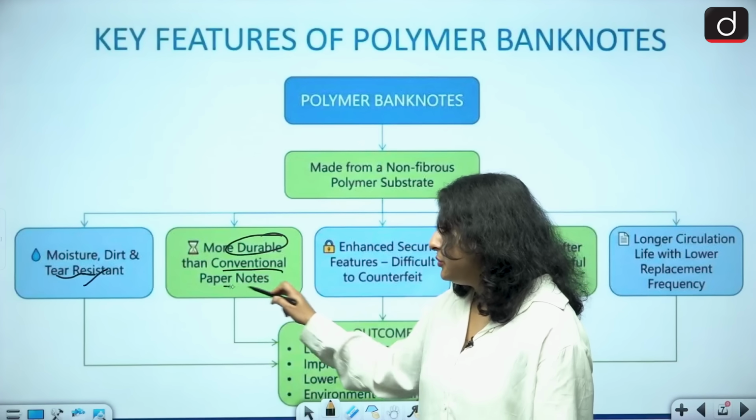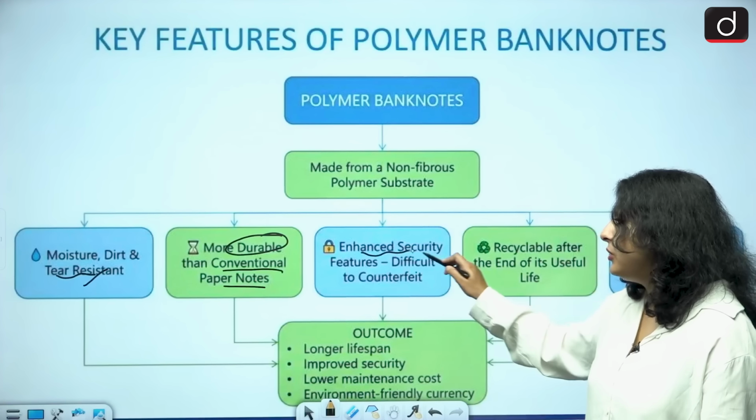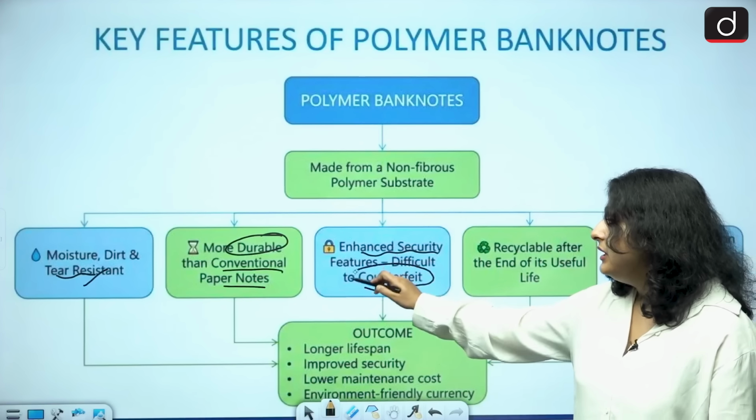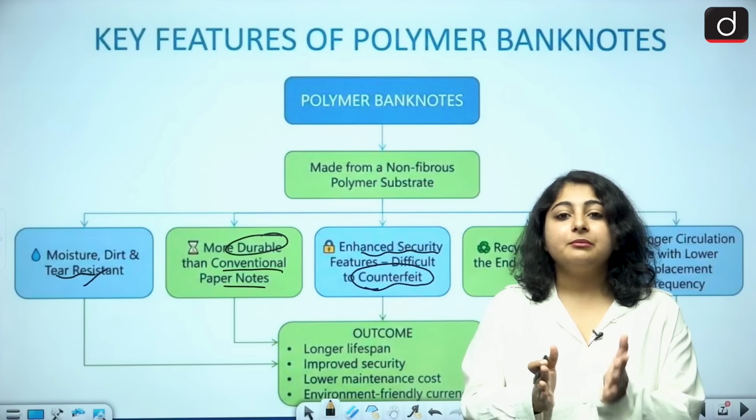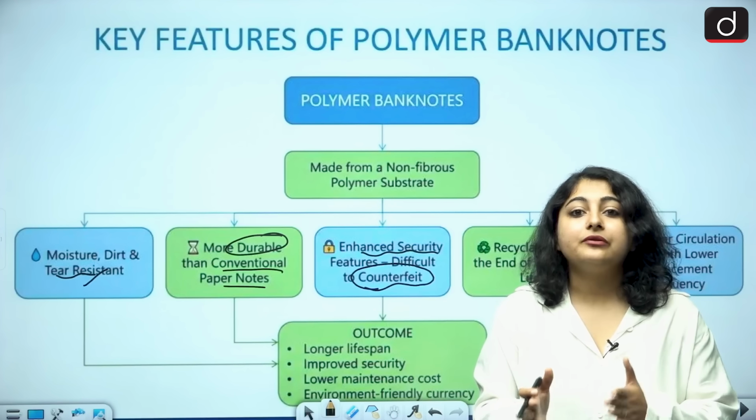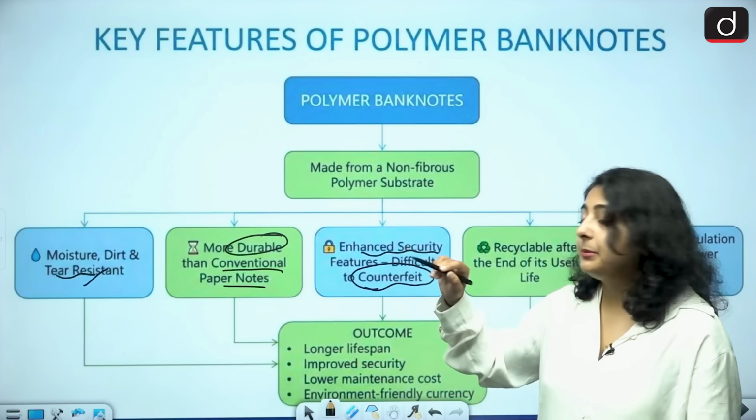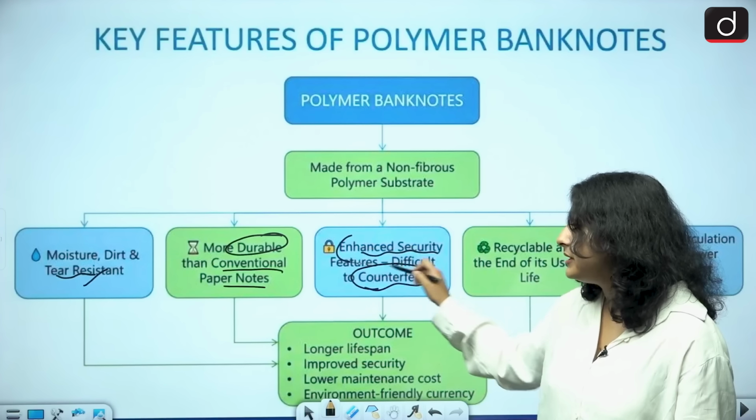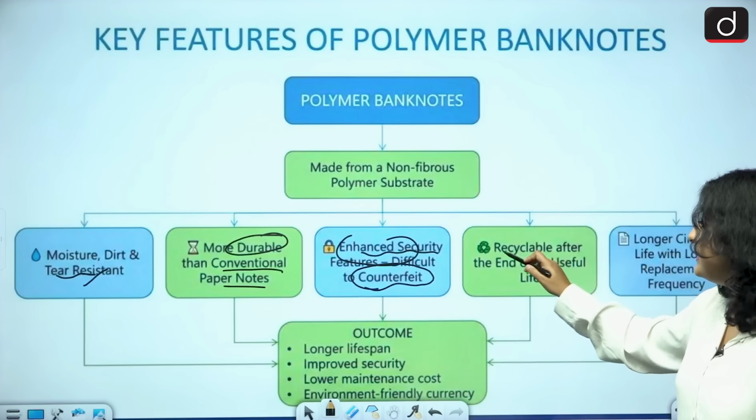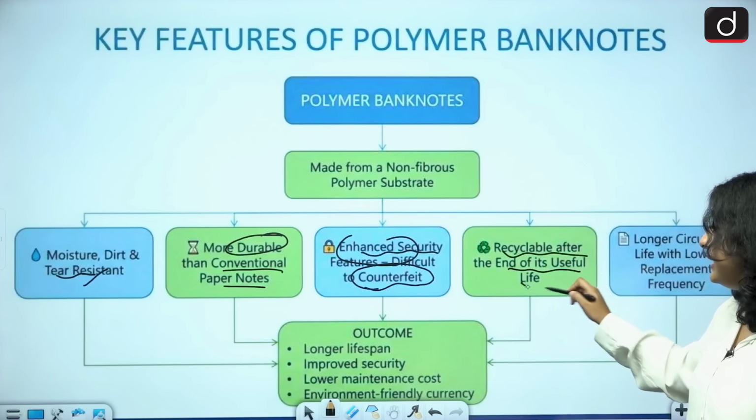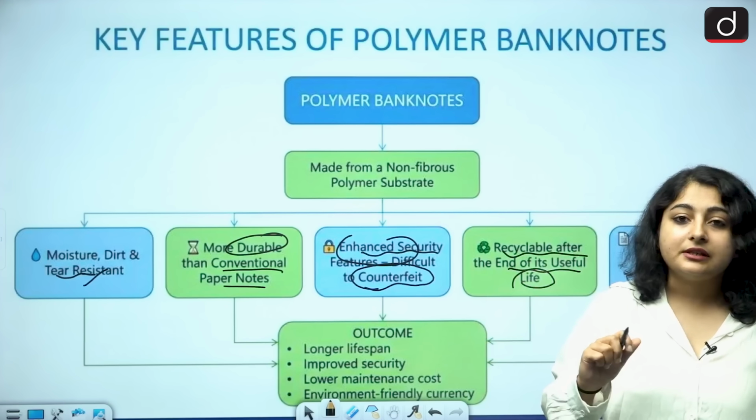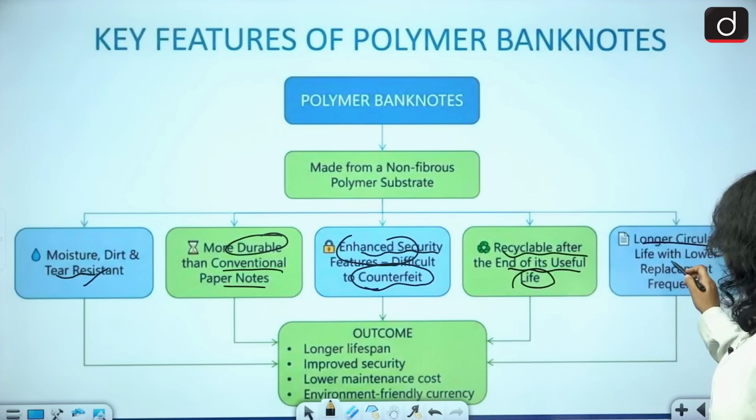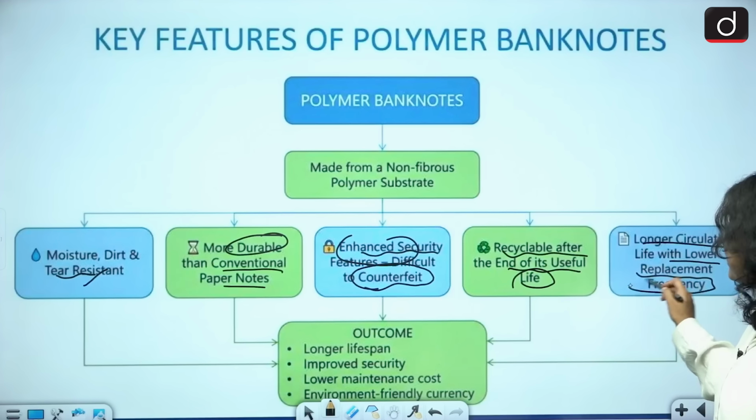Compared to conventional paper notes, they have enhanced security features and are difficult to counterfeit. You cannot fake it. Paper notes can be faked very easily. That's why counterfeiting is possible with paper notes, but in polymer notes, it is not possible. They are recyclable after the end of their useful life. These notes can be recycled very easily. Longer circulation life with lower replacement frequency.